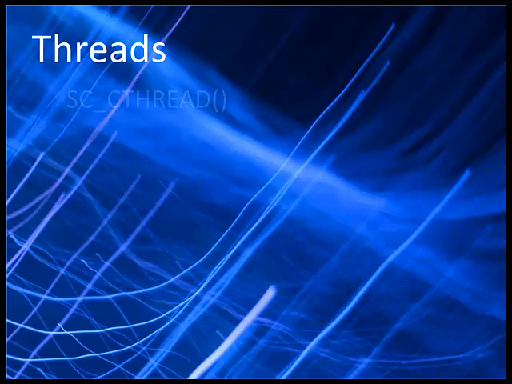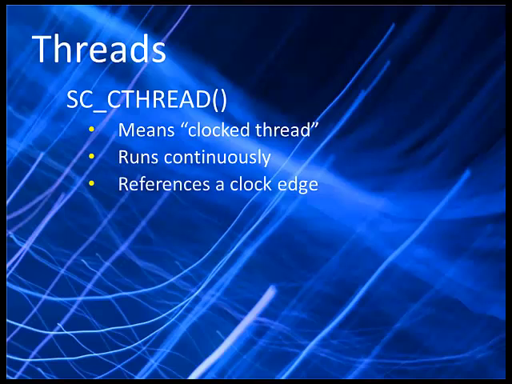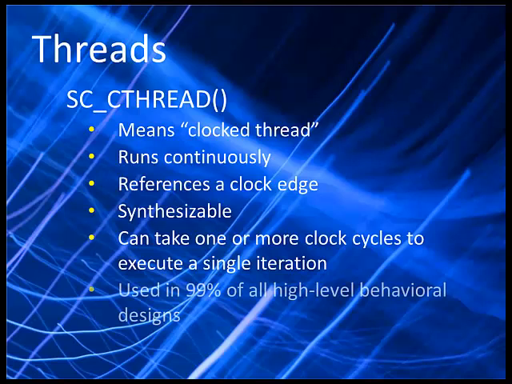Finally, SCC threads. The C means clocked. SCC threads run continuously and can only be sensitive to a clock edge. They're synthesizable, and they are different from SC methods in that they can take one or more clock cycles to execute. This is what makes them most useful for high-level design, because abstract design styles like FIR filters and H.264 algorithms could take hundreds of clock cycles to execute. You're going to use SCC threads in almost every design you build in Synthesizer.